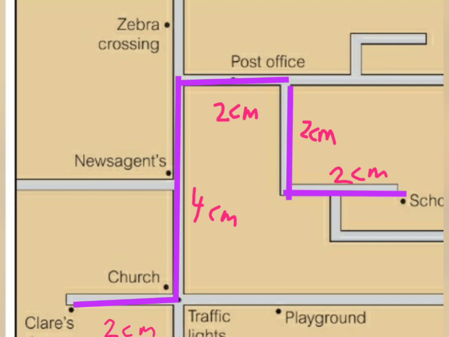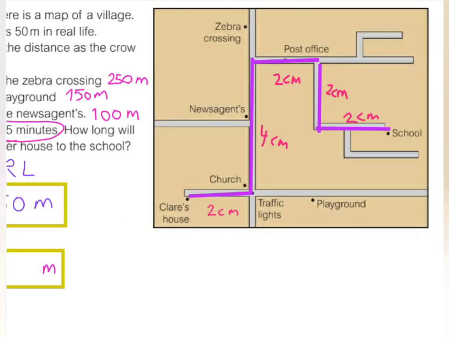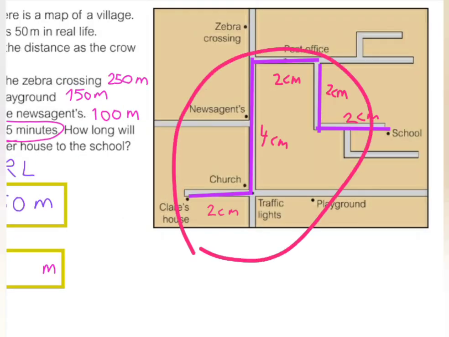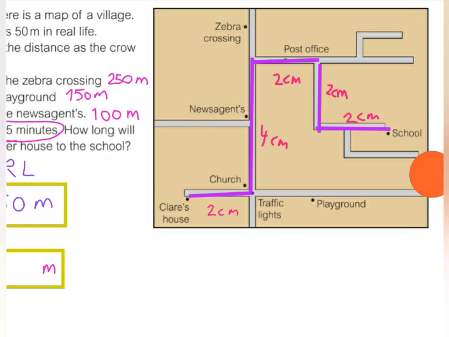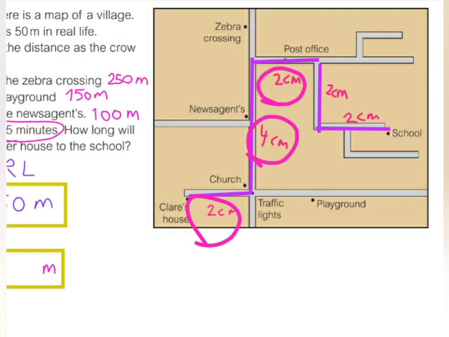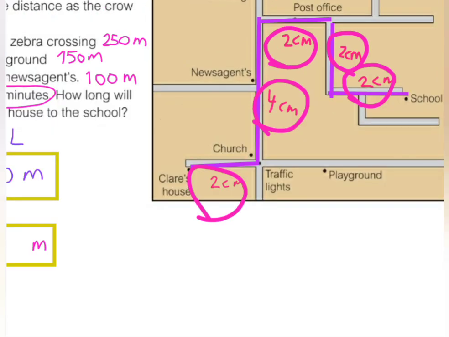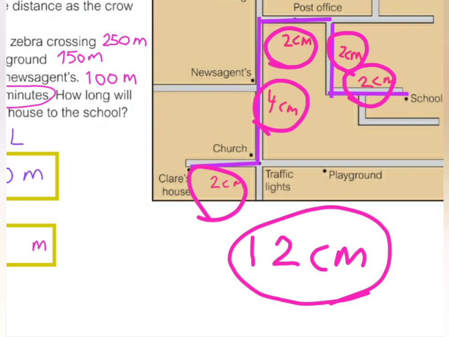Now, after measuring each line alone, we're going to add the lines together, all of them. So we have here, let's make another color. 2 plus 4 is 6, plus 2 is 8, and then we have 10, and then 12. So the whole distance is 12 centimeters. This is the whole distance between Claire's house and the school.